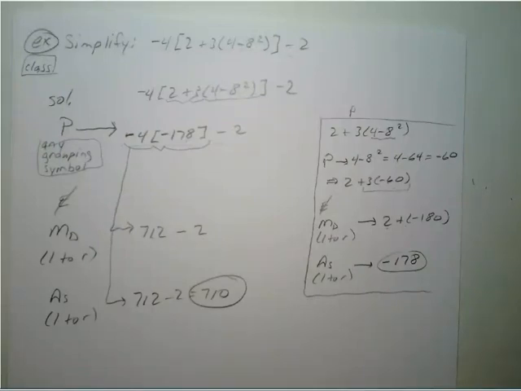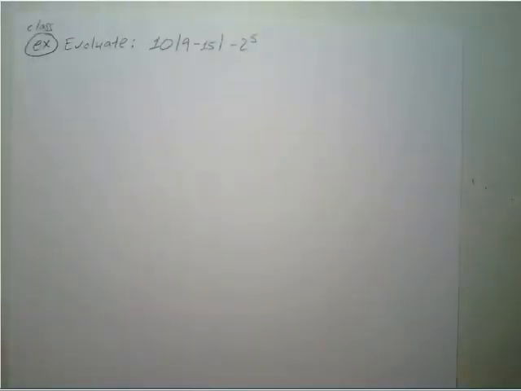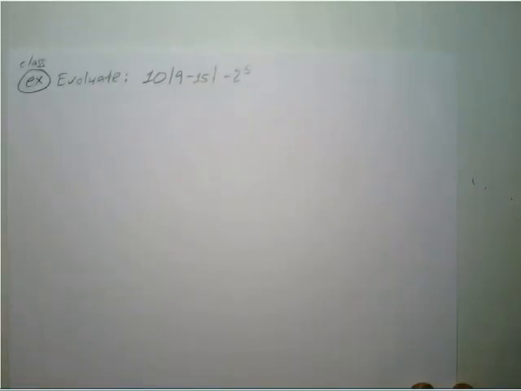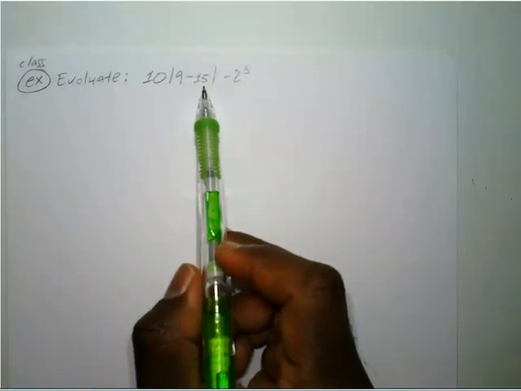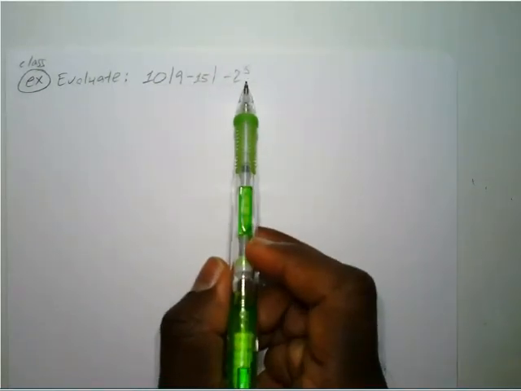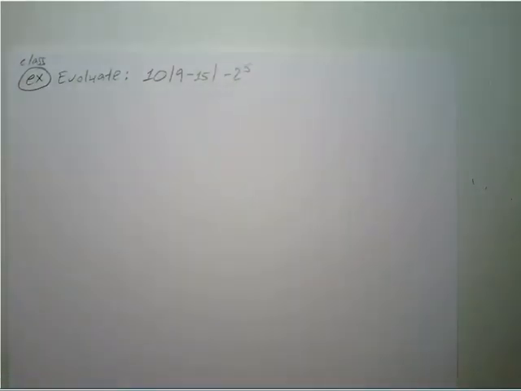All right. So if you are still writing this one, feel free to press pause. But we're going to go ahead and move on to the next one. I told you we had lots of examples here because I want to make sure you got it. Okay, so only 2 more, so hang in there. You're almost done. Okay, so what if we wanted to evaluate 10 times the absolute value of 9 minus 15, minus 2 to the 5th power? Okay, so once again, press pause and try this one on your own.